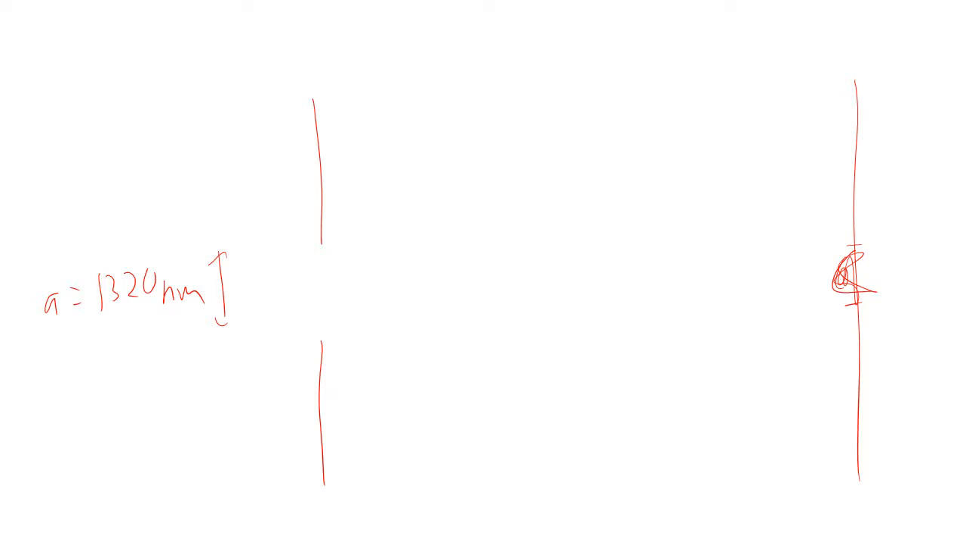So I want to shine light on it. Let's take violet light. So that's going to be a wavelength of 400 nanometers. And so what we're going to do is shine the violet light and see where is the minimum. In other words, how wide is this spot right there?